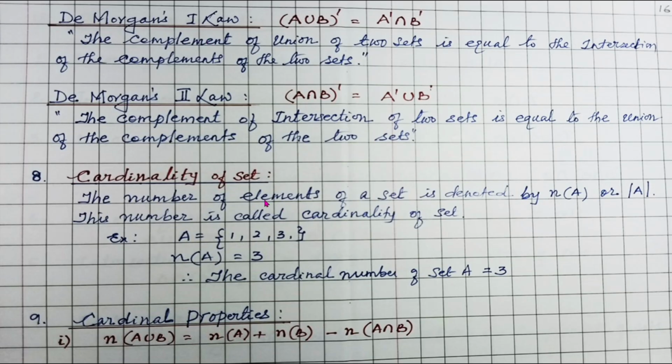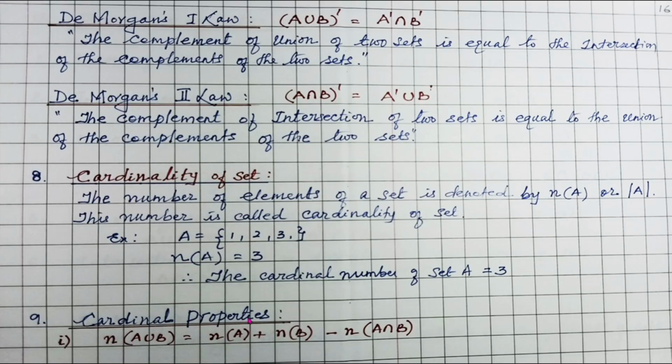Now, cardinality of a set. The number of elements of a set is denoted by n(A), and this number is called the cardinality of the set. If you have a set A with elements 1, 2, 3, the number of elements is 3, therefore n(A) is equal to 3. So the cardinal number of set A is 3. Remember that.